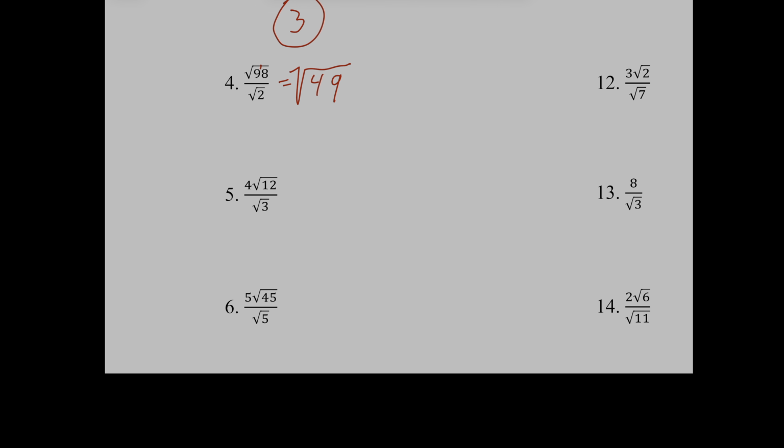So you can divide and reduce fractions and do everything you want to anything that's inside the radicals. They just have to stay inside. But now, square root of 49, I know what that is. Boom, that's that.